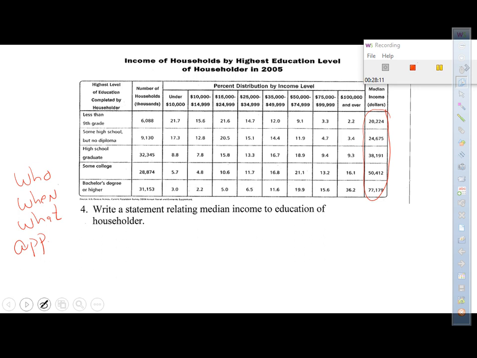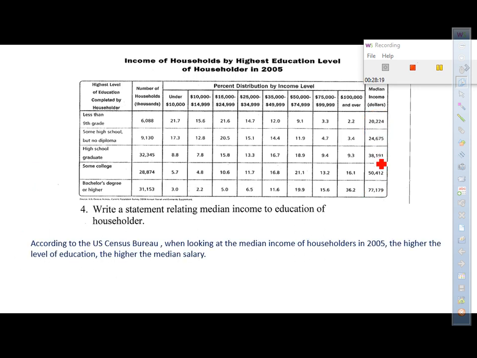So here's what my sentence looked like. My conclusion that I drew is the more education you have, the higher your salary is. That was the conclusion I drew. So here's how I wrote my sentence. According to the U.S. Census Bureau, when looking at the median income of householders in 2005, the higher the level of education, the higher the median salary.